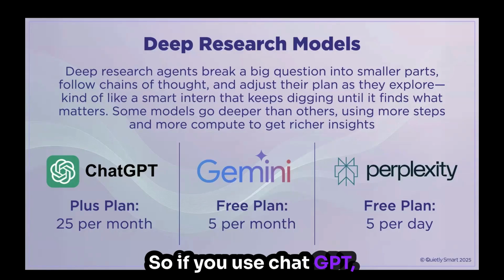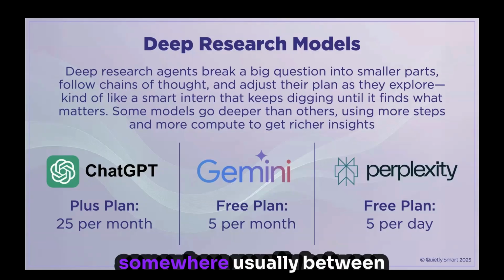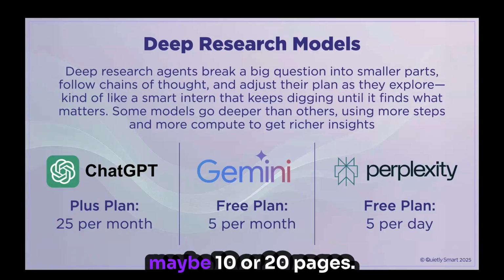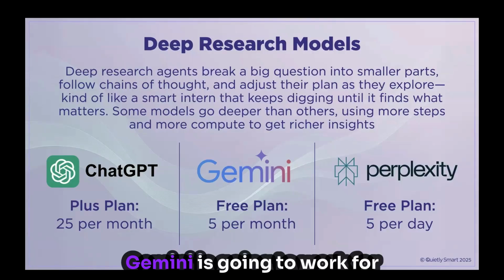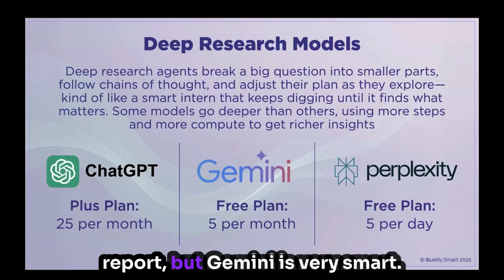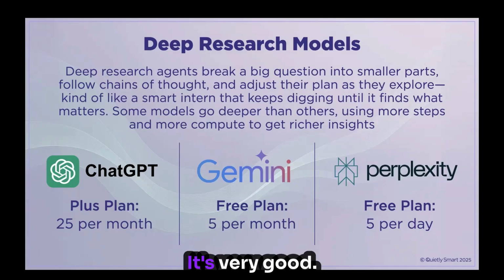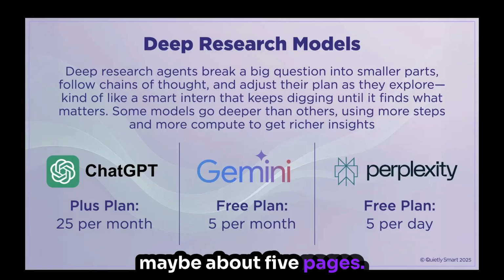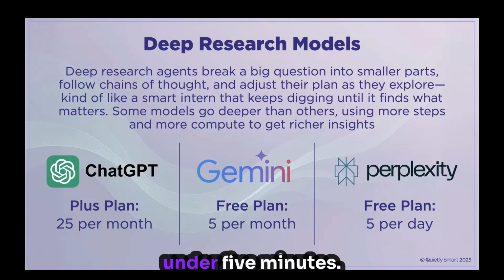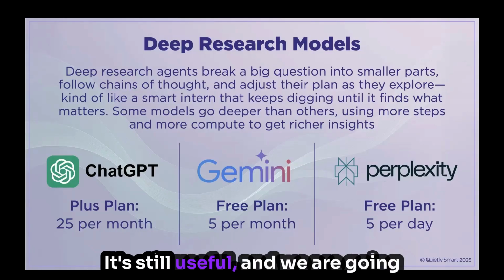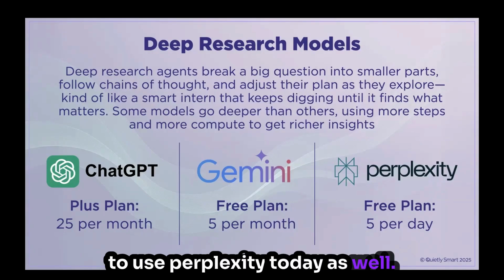So if you use ChatGPT, it's going to work for somewhere usually between 10 minutes and half an hour. ChatGPT will give you maybe 10 or 20 pages. Gemini is going to work for maybe 5 to 10 minutes and give you a slightly shorter report. But Gemini is very smart. Don't underestimate it. It's very good. And Perplexity will give you maybe about 5 pages, and it will make it usually under 5 minutes. So less than 5 minutes for a Perplexity one. But it's still good. It's still useful. And we're going to use Perplexity today as well.